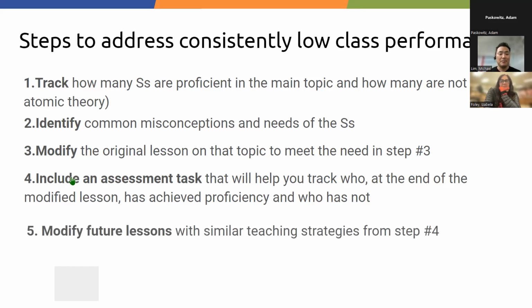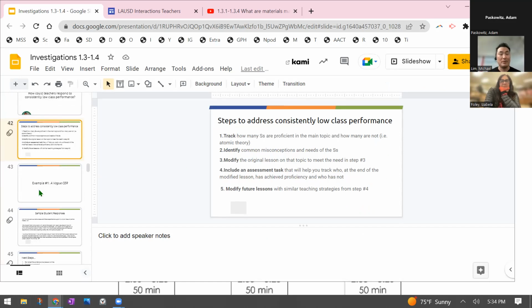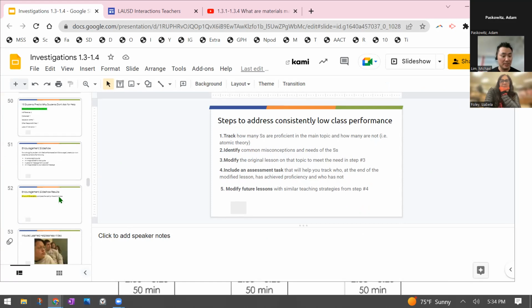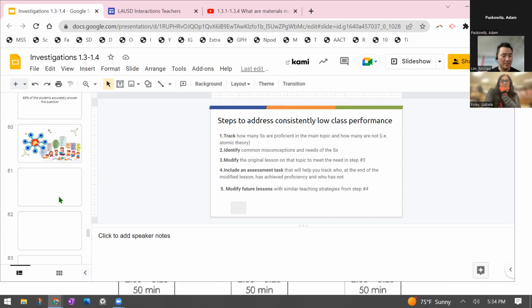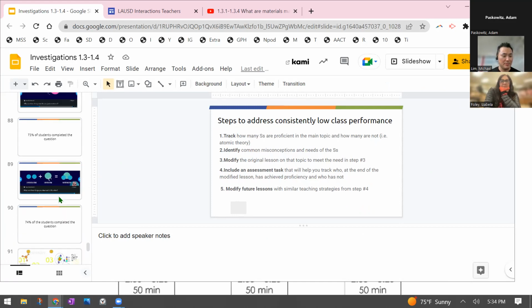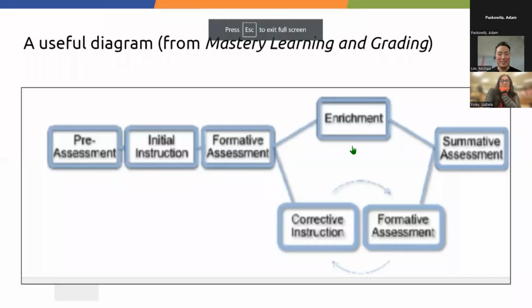So the model that I'm following is from equitable grading and instruction. It is this diagram. Surprised I put it so far into the slideshow. Adam knows I love slides. So here is the diagram.